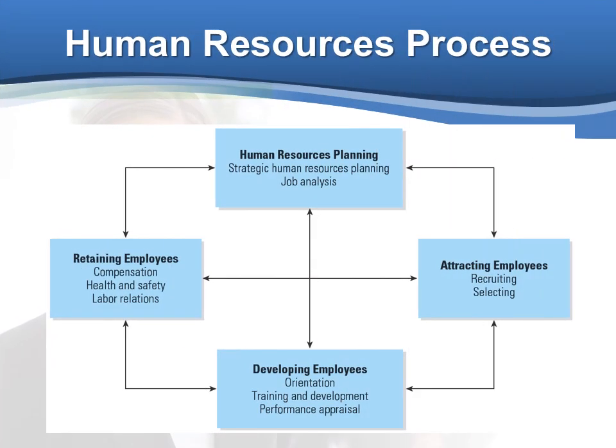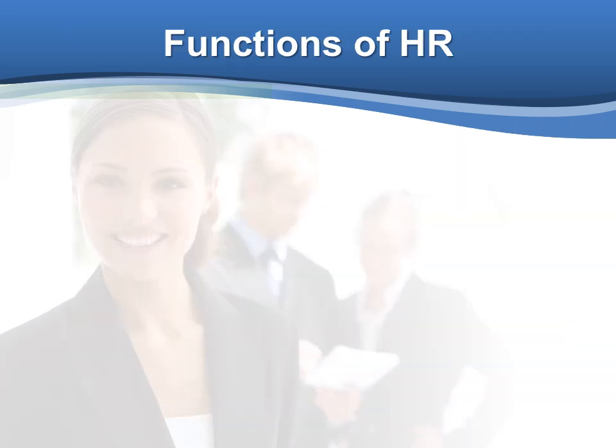The human resource process really basically is a strategic human resources planning and job analysis. And then if you look to the right, it's attracting employees by recruiting and selecting. And then once they get them on board, we've got to develop them. So we've got to orientate them, train them, and once in place, do performance appraisals to see how they're doing. And then, of course, probably the most forgotten part is retention. We want to make sure that we have compensation that attracts the employee to remain with the organization. We want to make sure we abide by the health and safety and labor relations. So there's a lot there.